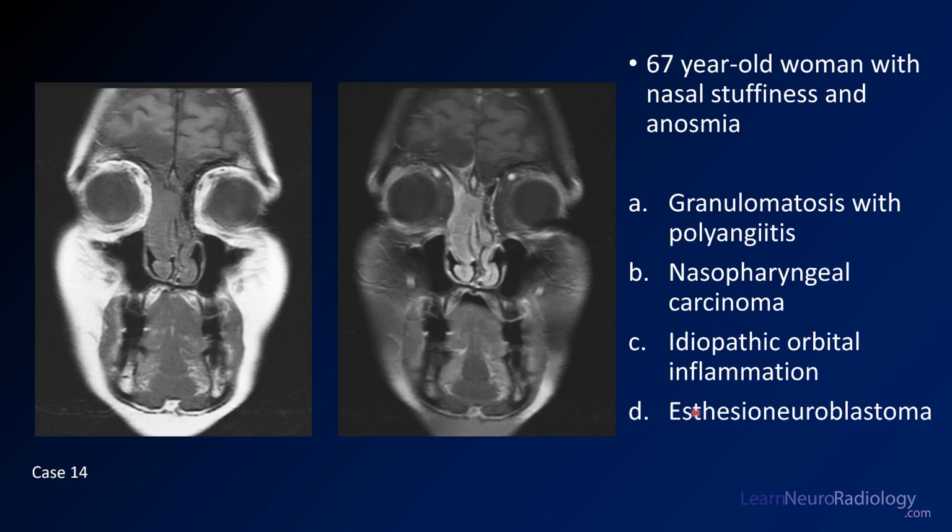Case 14 is a 67-year-old woman with nasal stuffiness, loss of smell. These images, this is a coronal T1 pre-contrast and a coronal T1 post-contrast. Your choices are granulomatosis with polyangiitis. That's the disease formerly known as Wegener's disease, nasopharyngeal carcinoma, idiopathic orbital inflammation, or esthesioneuroblastoma.